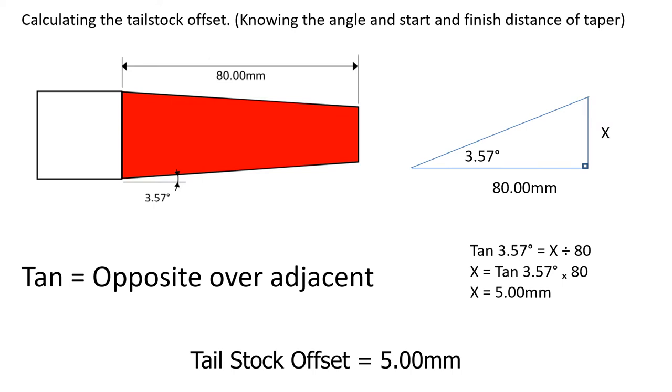In this example, we've been given a length and an angle. How do I calculate the offset amount? We use trigonometry. So tan equals opposite over adjacent. We want to calculate the opposite length. So tan 3.57 degrees equals x, which is the length that we're looking for, divided by 80. So therefore, x equals tan 3.57 times 80. Therefore, x equals 5 millimeters. So we offset the tailstock 5 millimeters.